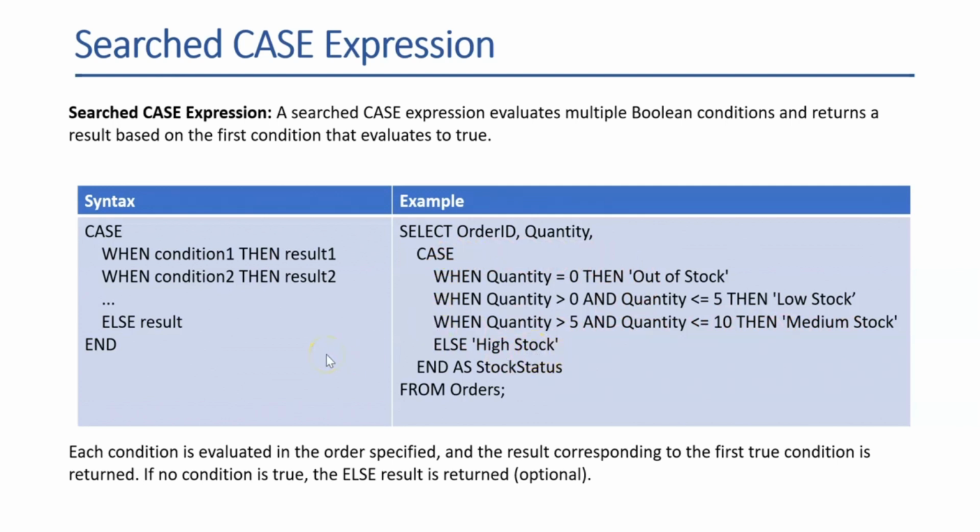So again, just like the simple case expression, this is also order specific and the result corresponding to the first true condition is returned. So let's suppose my quantity is greater than 0. I just mention the same condition in the second and third ones. So my result for the second condition will be returned because it will not evaluate the third condition, right? So let's see that in SQL Server.